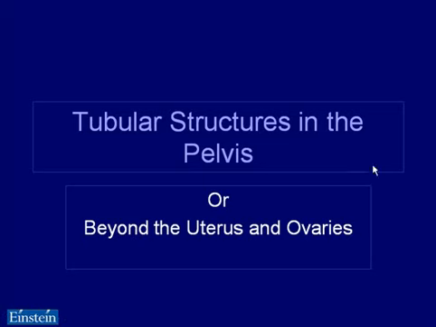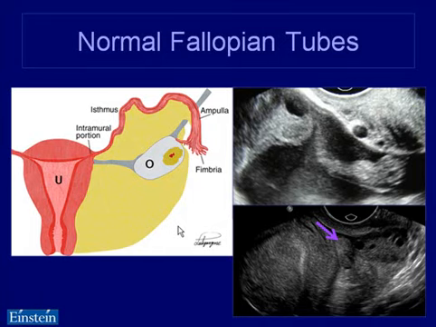Next, we'll move on to the issue of tubular structures in the pelvis, or as I call it, beyond the uterus and ovaries. So the first pitfall here is that some people are somewhat short-sighted and figure that if they see the uterus and they see the ovaries, they're done. Unfortunately, or fortunately, it's not so simple as that. And so we'll turn our attention to the fallopian tubes.